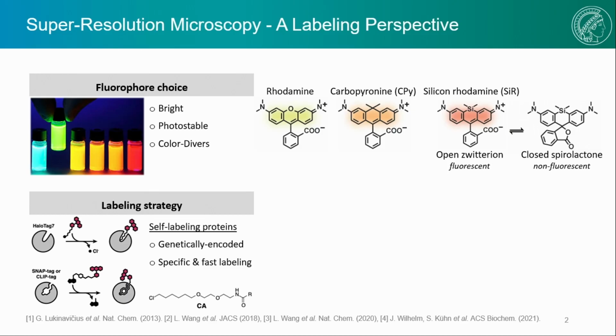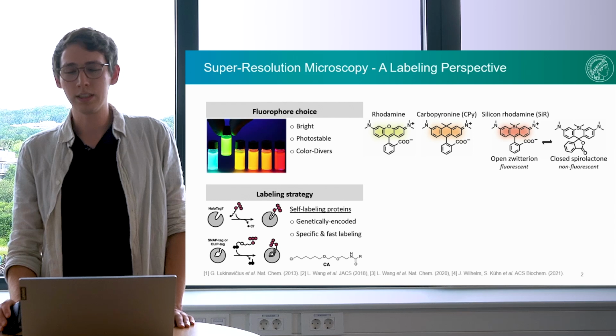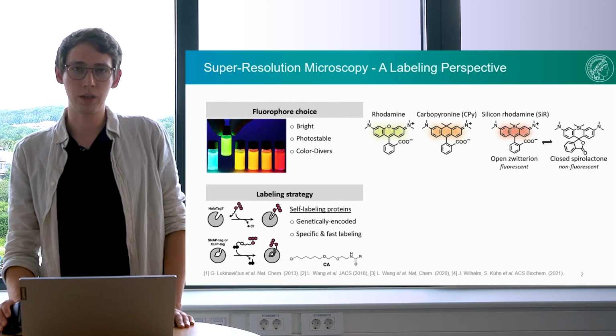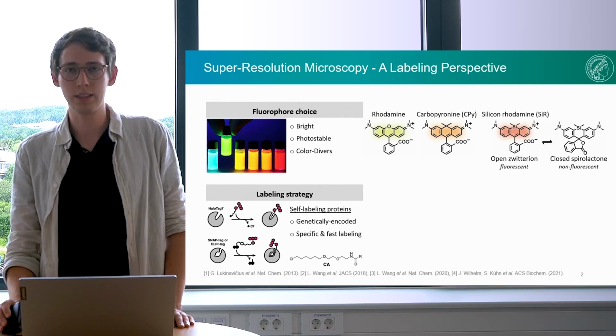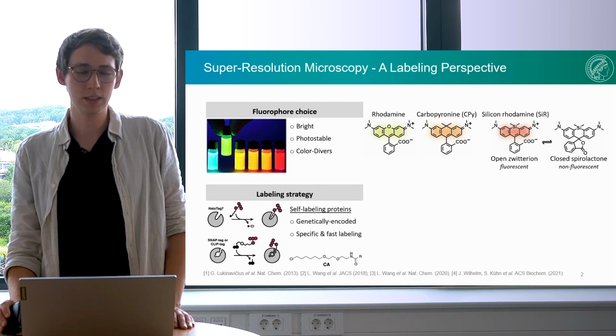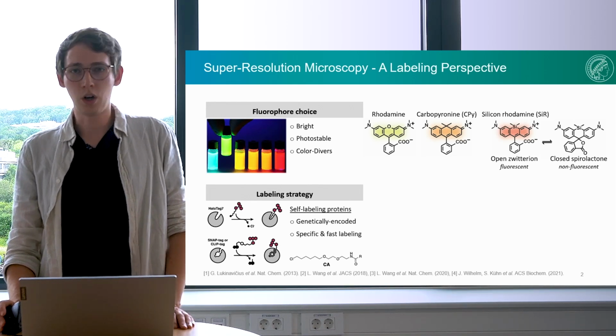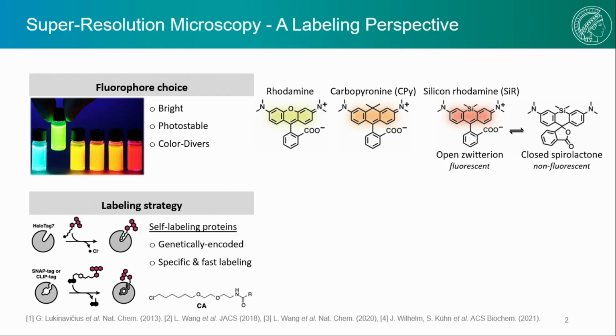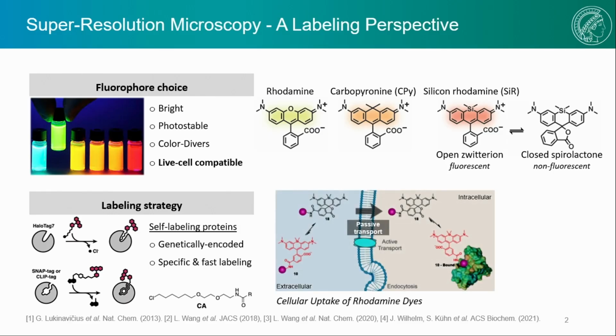However, rhodamines do not only exist in this open zwitterionic and fluorescent form, they can undergo an intramolecular spirocyclization reaction, forming this closed spirolactone, which is non-fluorescent. This might sound incremental at first, having a fluorophore that is not always fluorescent. However, this non-charged spirolactone actually greatly improves the cell permeability and is able to enter live cells.